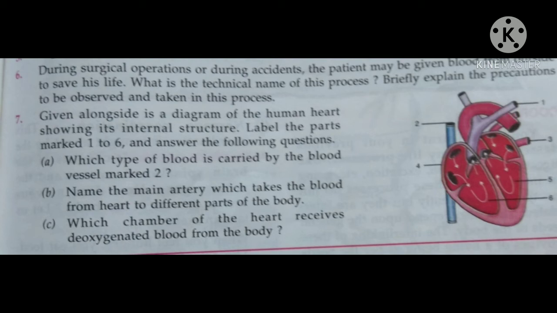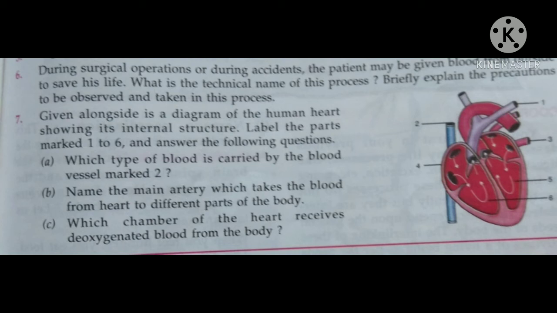Next, during surgical operations or during accidents, the patient may be given blood from outside to save his life. What is the technical name of this process? Briefly explain the precautions to be observed and taken in this process. So the technical name for this process is blood transfusion. Answer is blood transfusion. So what are the precautions to be taken?